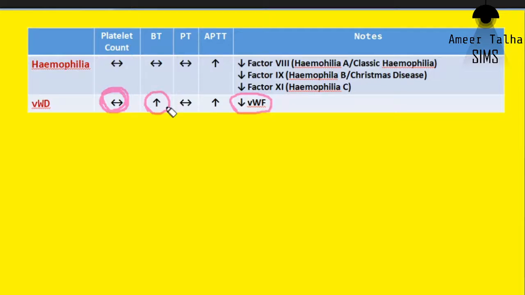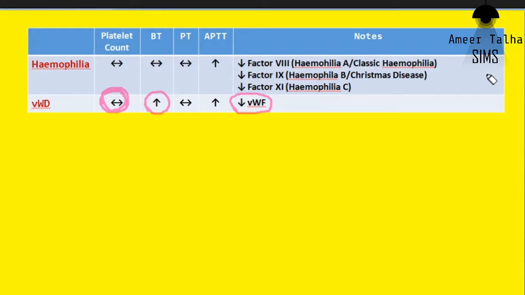Remember, this prolonged bleeding time is not due to platelet deficiency. This is not due to thrombocytopenia. I repeat, this prolonged bleeding time in VWD is not due to thrombocytopenia, rather, it is due to deficiency of VWF leading to impaired platelet adhesion.